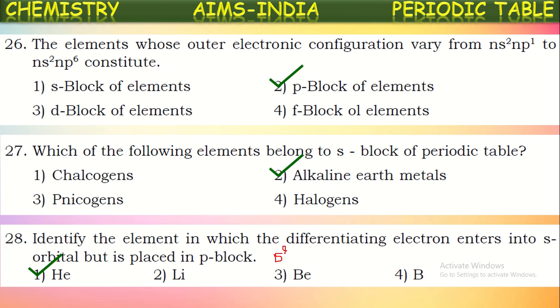We get it as 1s2. It means it has its differentiating electron in the S subshell. It should be at the left side of the periodic table. But because of its stable electronic configuration and inertness, it is placed along with the remaining noble gases in the P block extreme right side column. That is the 8A group. This we can say is an exception. It is an S block element kept in the P block.